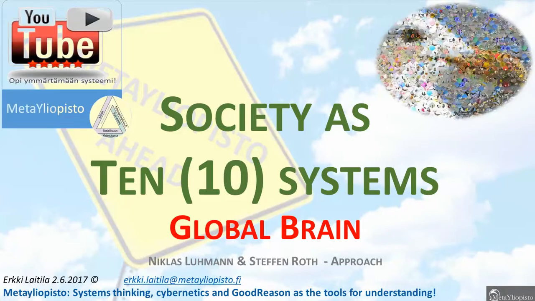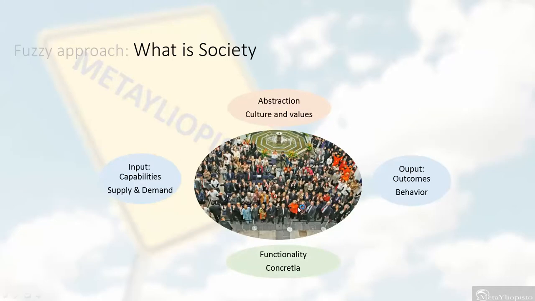The icon here is a bird which consists of fragments. They are subsystems. A distant approach to what society is, is here, a picture of persons. Here in abstraction, they have culture and values, and input for society are capabilities and supply and demand situations, which make it possible to have certain behavior output, and it produces functionality. It's concrete at work.